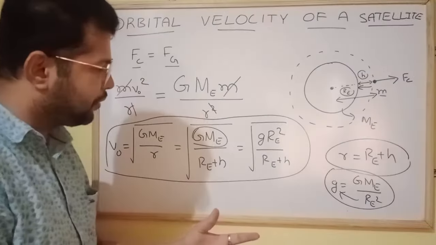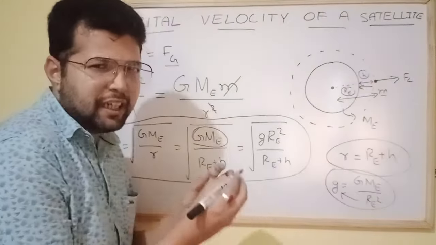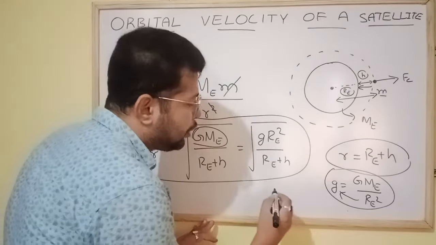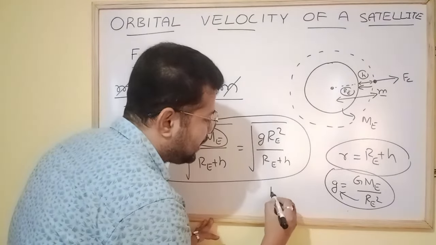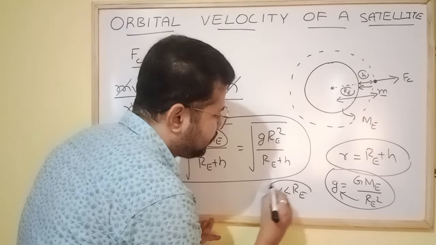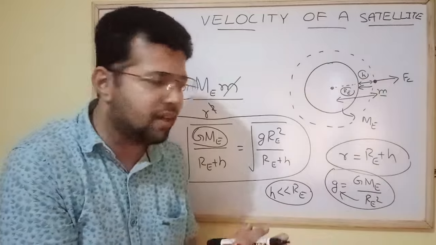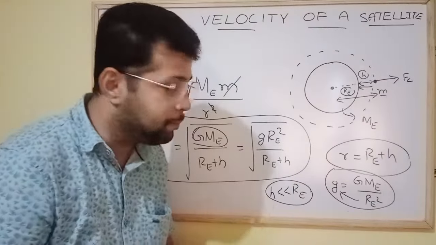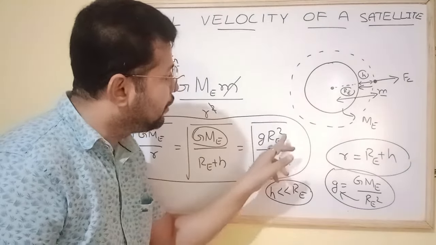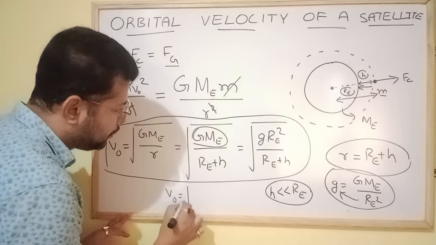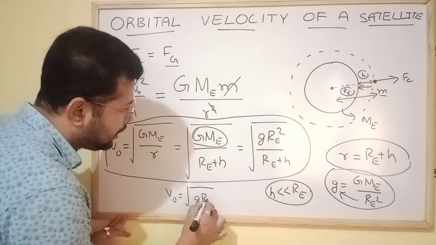One more thing is, if the satellite is very close to the surface of earth, then what happens? The height of the satellite will be very less than the radius of the earth. If h is very less than Re, then Re plus h will be approximately equal to Re. Then one Re gets cancelled, and orbital velocity will be equal to square root of g into Re itself.